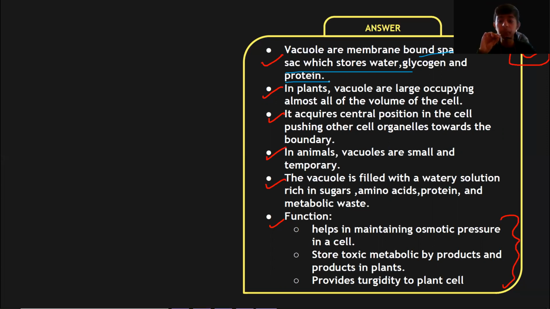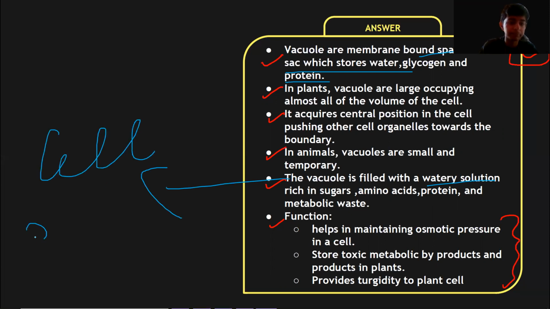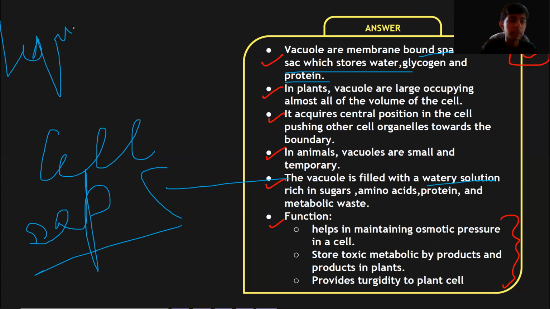The vacuole is filled with a watery solution rich in sugars, amino acids, protein, and metabolic waste. So see, watery solution, and this solution is called cell sap. Okay, this liquid in the vacuoles is called cell sap, right? So sugars, amino acids, protein, metabolic waste. This is the structure, okay?